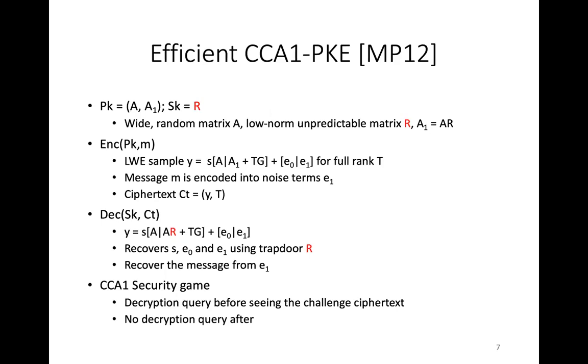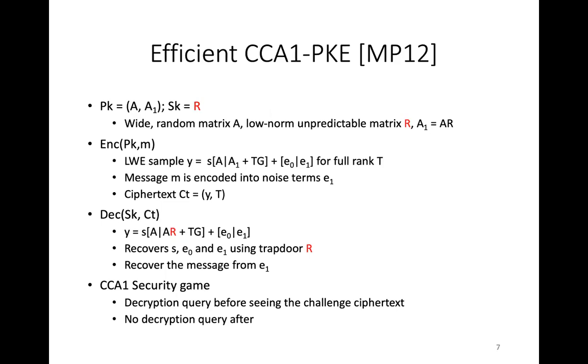Our construction is based on the efficient CCA1 public key encryption due to Micciancio and Peikert. So let me quickly recall this construction. In this construction, the public key consists of two matrices, the matrix A, which is wide and random, and the matrix A1, which is a product of A and R, where R is a low-norm unpredictable matrix.